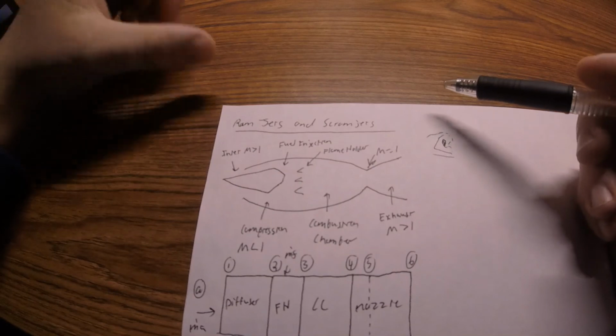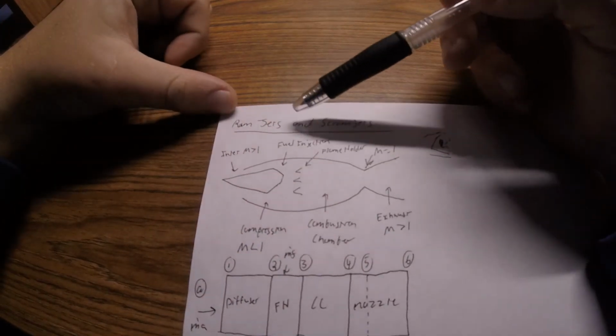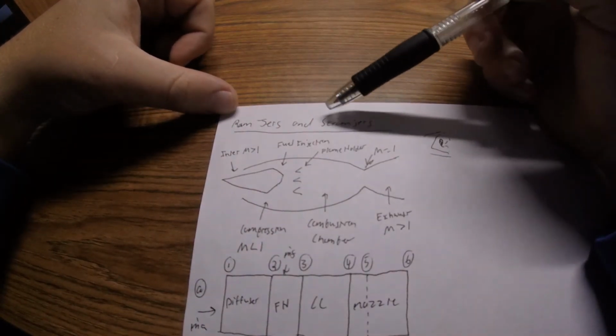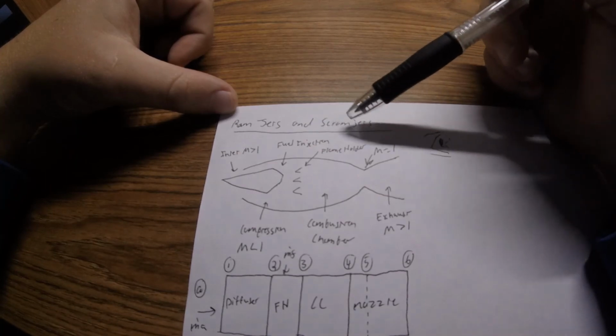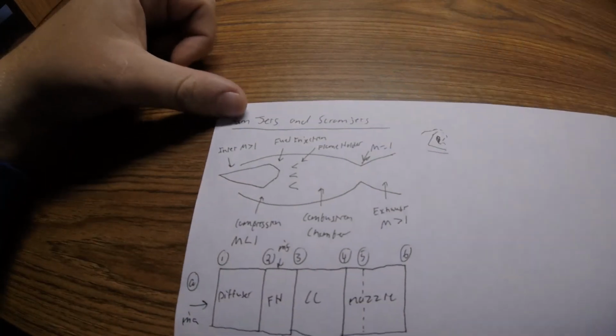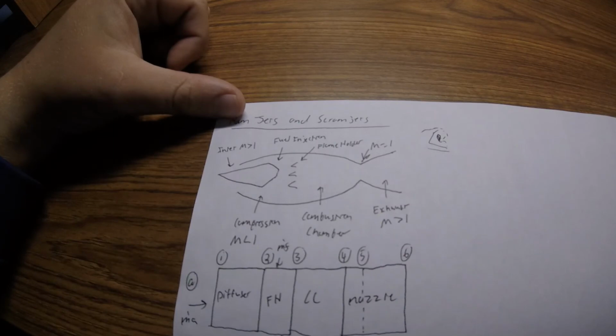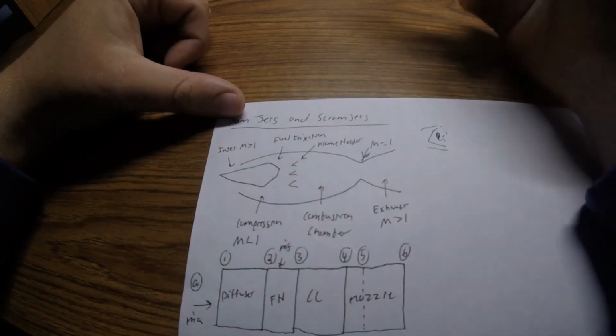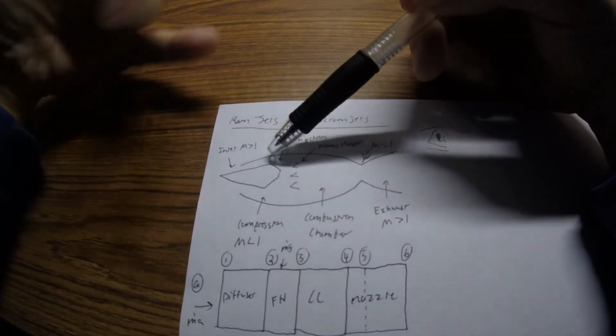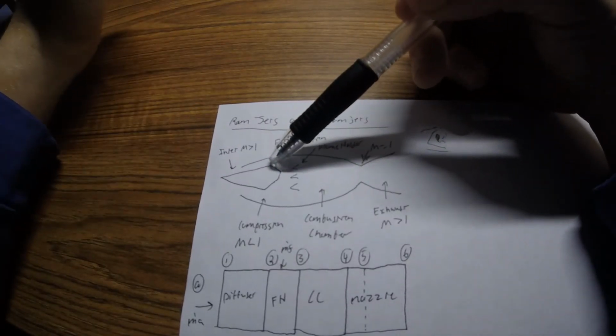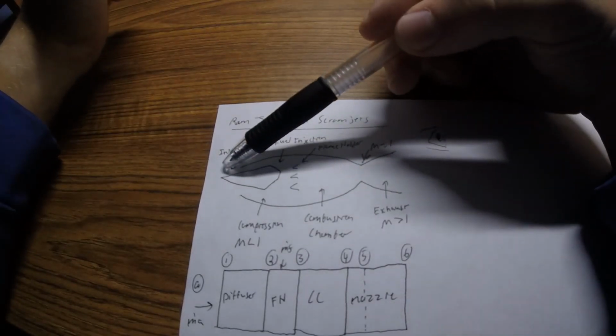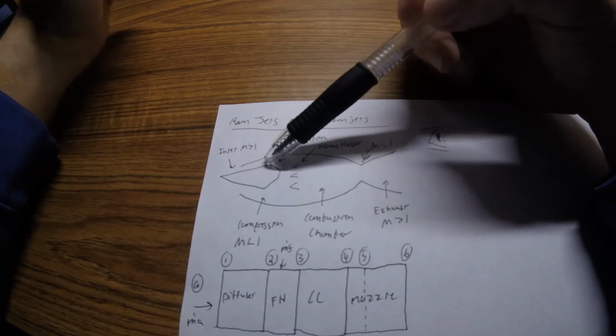Hello, in this video we're going to talk about ramjets and scramjets, or supersonic ramjets. They're very simple engines that rely on the movement of the engine through the air to compress the airflow as it comes into the engine.